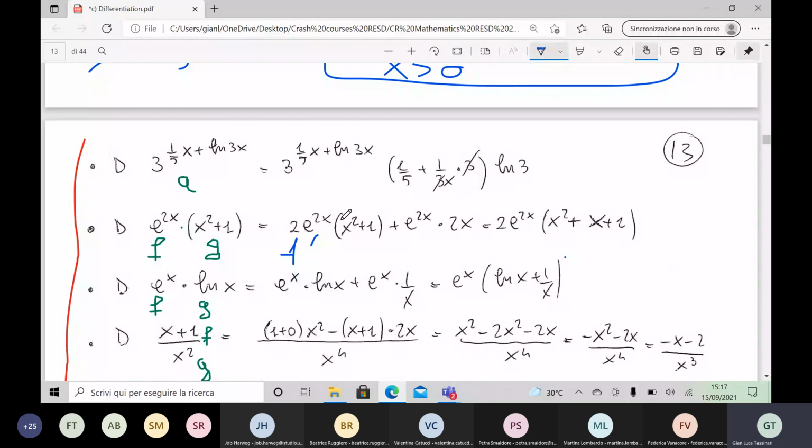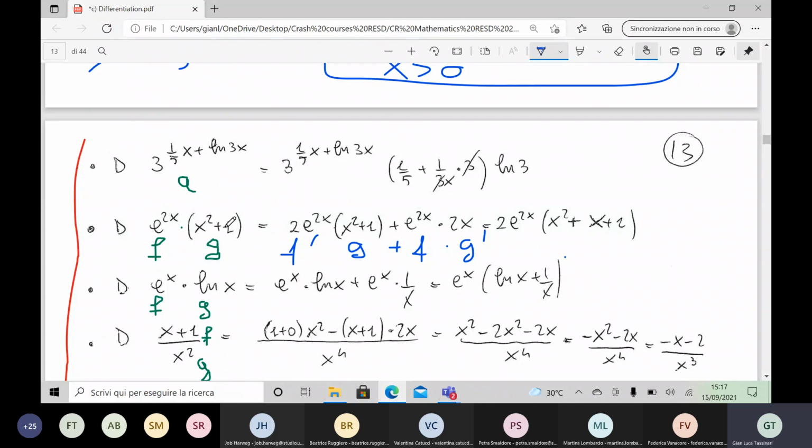So this is g. And the rule of the product tells you that you have to do then plus f, so copy f, so e to the power 2x, times what? The derivative of the second function, so times g prime. g prime is the derivative of x squared plus 1, which is 2x. The derivative of 1 is 0, so simply multiply by 2x.